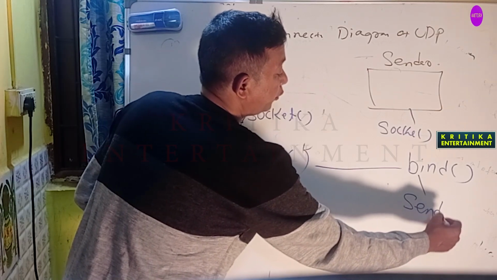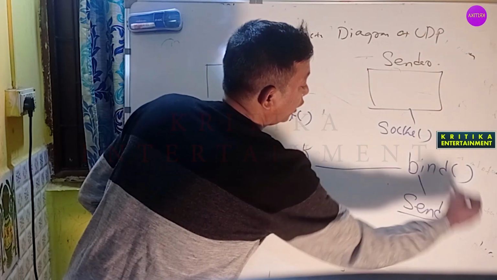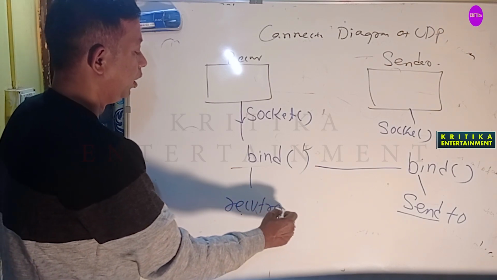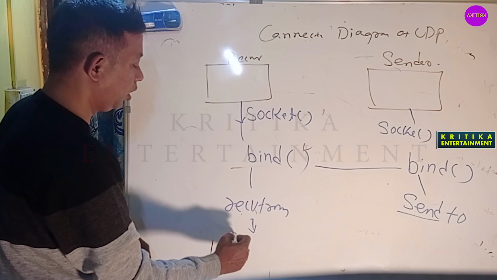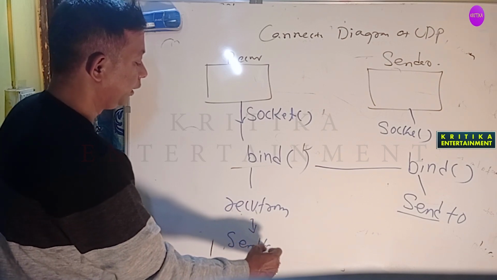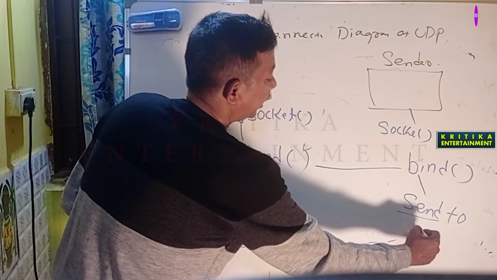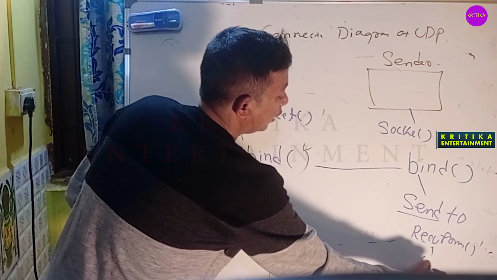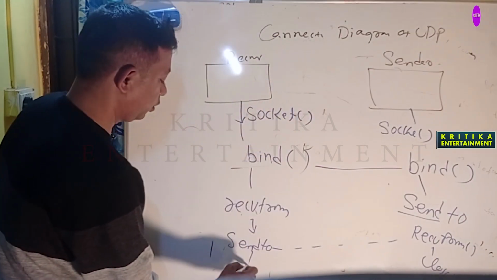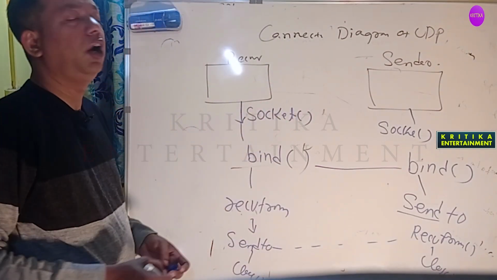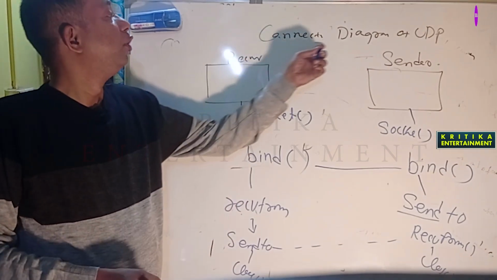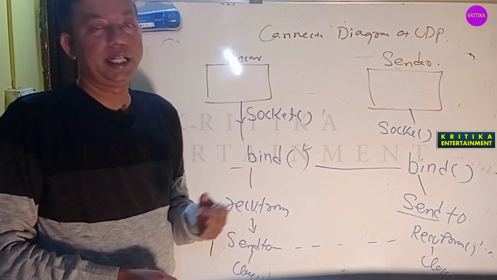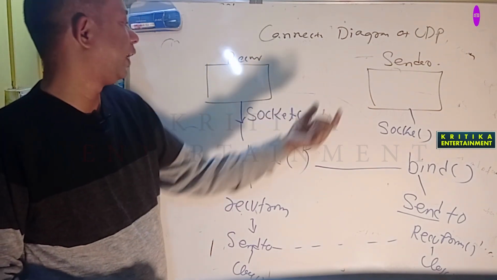In TCP you use the send function, but here you will write sendto, and here you will write recvfrom. The receiver also uses sendto and recvfrom functions. Then on both sides you can find the close function. This is called your diagram of UDP, or the connection diagram. The receiver machine is there, and the sender is also there.